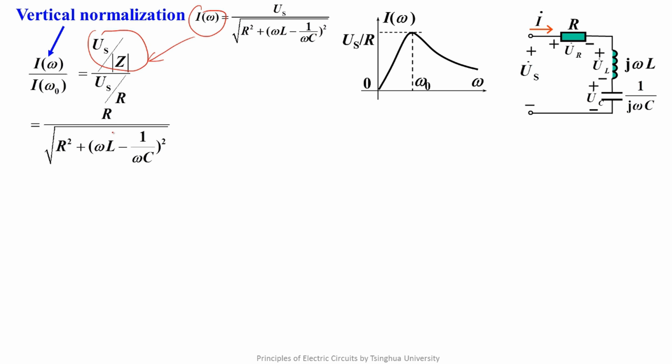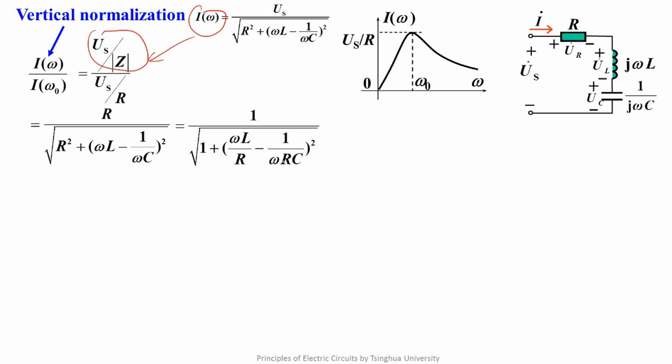The numerator and the denominator are both divided by R, and it equals this. Do you find this part is omega L over R, and this part is 1 over omega RC? It's very similar to the first definition of the quality factor, which are omega 0 L over R and 1 over omega 0 RC respectively.